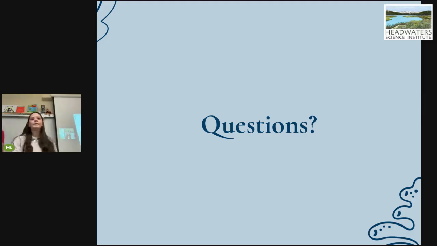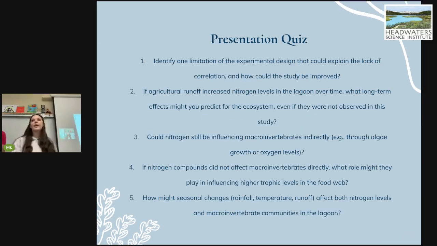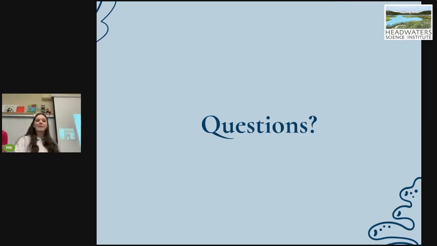But we could look at it as both direct and indirect, because that comes up in the presentation quiz, where if there was too much or too little nitrogen, it would affect the algal blooms, which would completely affect the macroinvertebrate presence and bug score. So yes, you can look at it both ways.